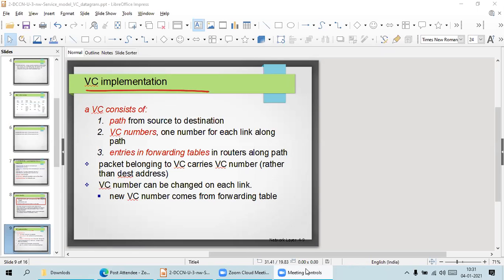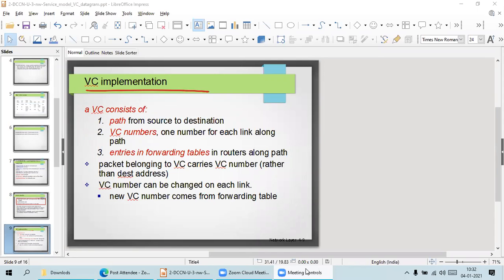Whenever you are connecting through the Vodafone network, that is a particular case. If you are connecting to different networks, your virtual circuit number may differ from one person to another. If you are using Jio and the other person is on Airtel, there is a cross platform, and the numbering would be different from one link to another. The new virtual circuit number comes from the forwarding table.